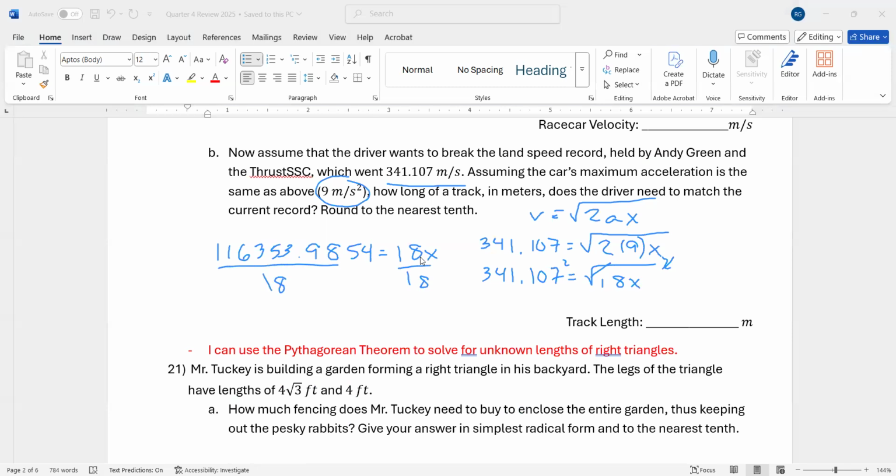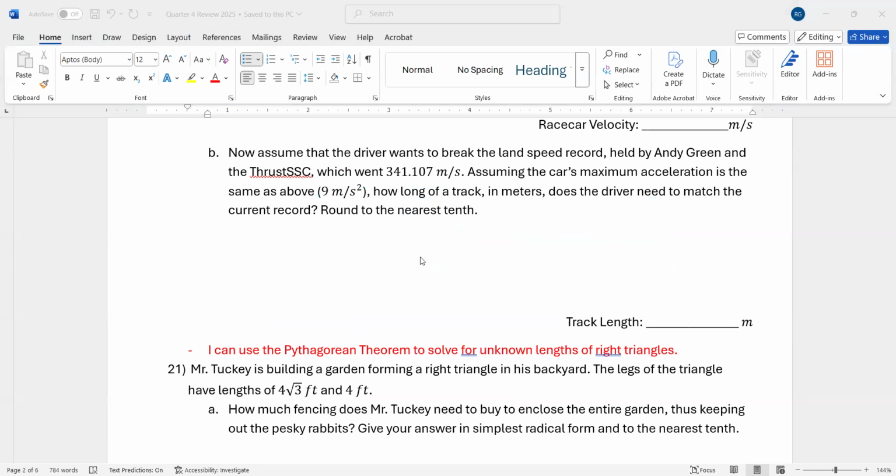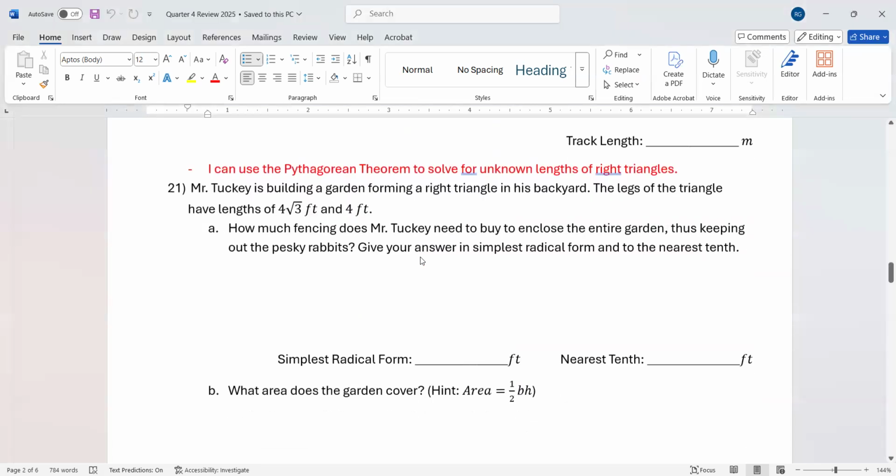Now I'm just going to take that number and divide it by 18, and I get 6464.110, and so on. It says round to the nearest tenth, so that's one decimal place. So the track length would have to be 6,464.1 meters long. So that was an application of those equations. The last two applications are the Pythagorean theorem.